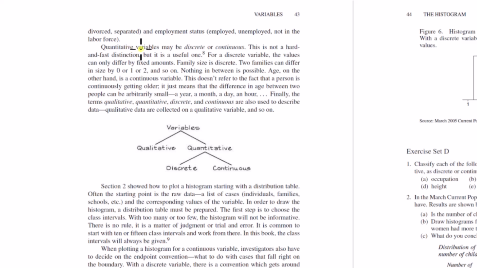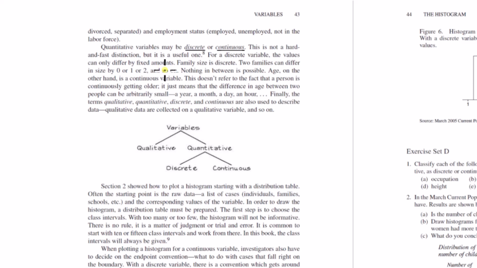Now, furthermore, quantitative variables may be discrete or continuous. This is not a hard and fast distinction, but it is a useful one. For a discrete variable, the values can only differ by fixed amounts. Family size is discrete. Two families can differ in size by 0 or 1 or 2 and so on. Nothing in between is possible.